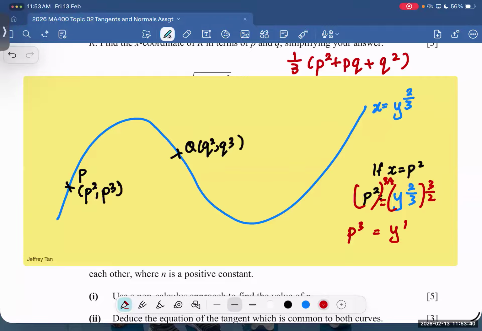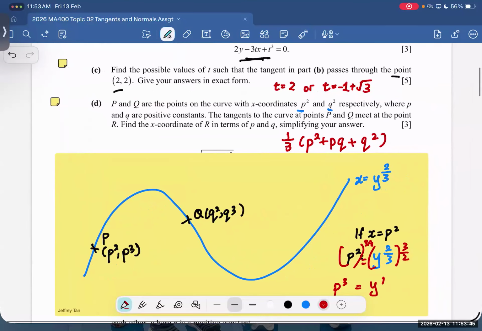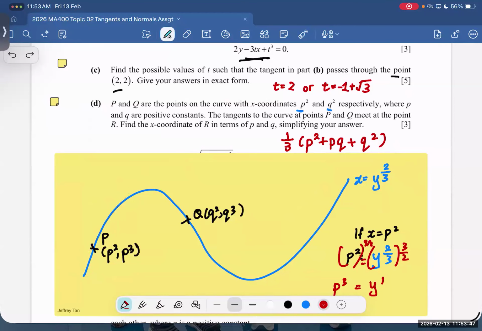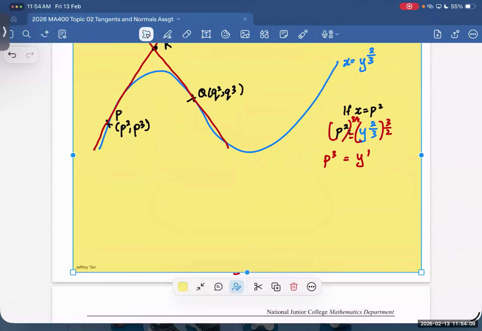So now I have two tangents. The tangent at P and the tangent at Q meet at the point R. This is the point R. So far, okay? Can you get the idea? Not easy, a very difficult question, so I'm going very slowly. I'm writing very neatly also for the purpose of the recording, so you all can see.